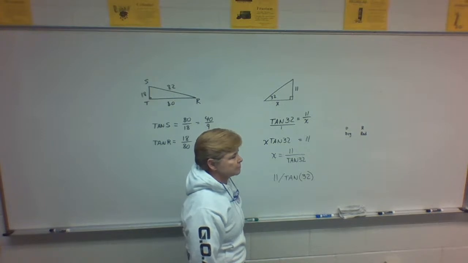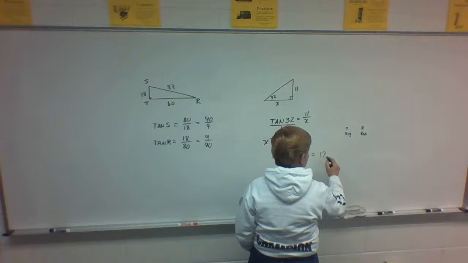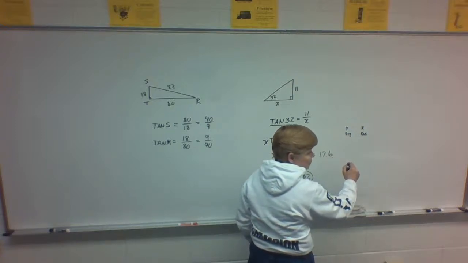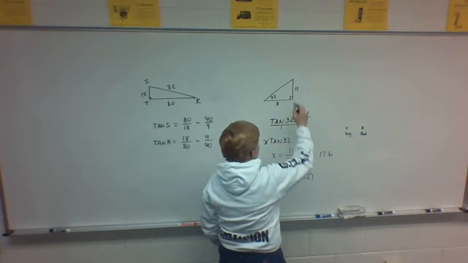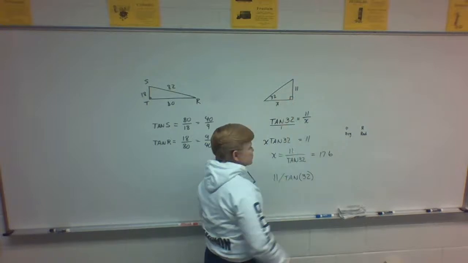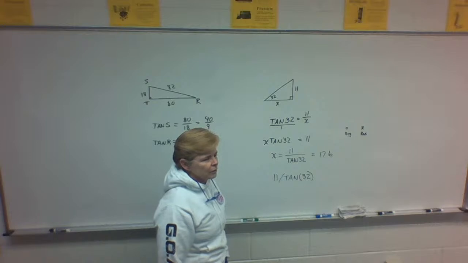What is it? 17.6. So apparently a lot of us are getting the same thing. 17.6. What? 6 or 7? 6. Okay. So if this is 11, this is about 17.6 in a right triangle where that angle's 32. That's about how long that is. We good? Do you understand how that works?